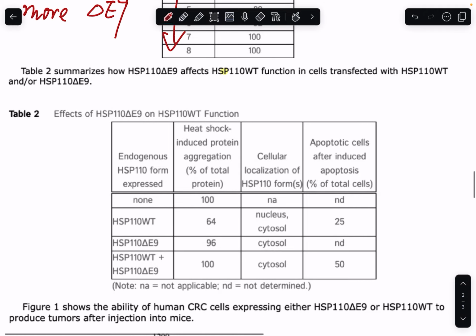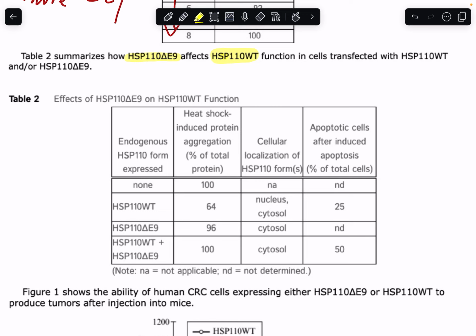Okay, and then table 2. Table 2 summarizes how this HSP110 delta E9, this mutant one, and this is talking about the protein, not the gene, not the mRNA, how this protein affects this wild type protein function in cells transfected with both of them. Table 2, effects of HSP110 delta E9 on HSP110 wild type function. So I can see really quickly this is talking about protein aggregation, cellular localization, and apoptosis. So what about those 3 functions?